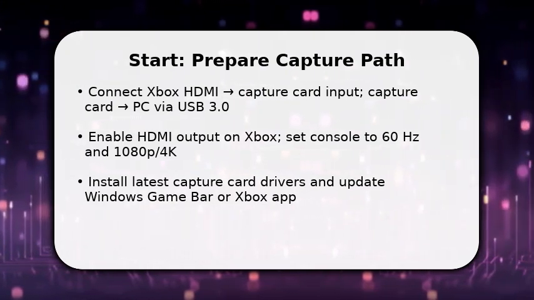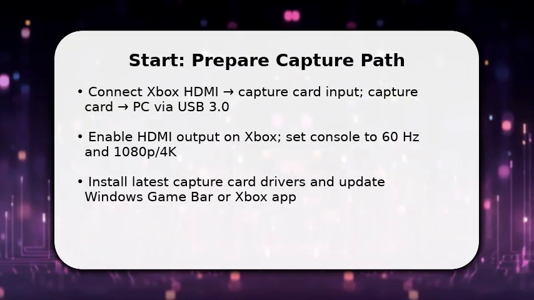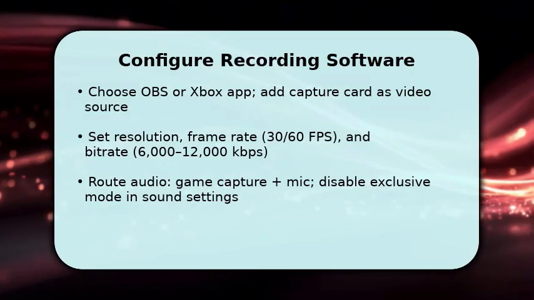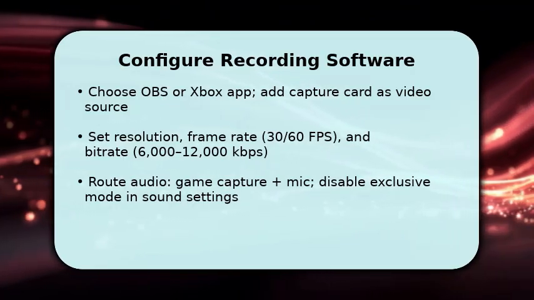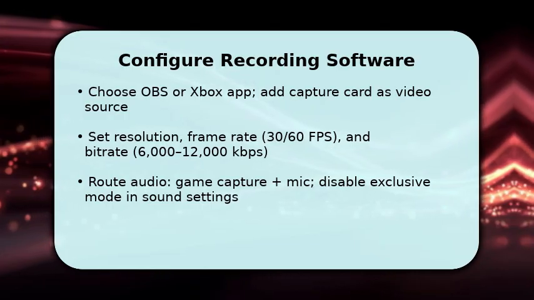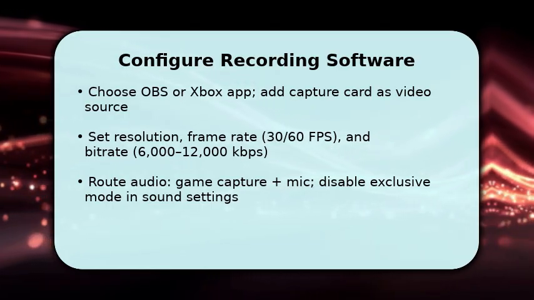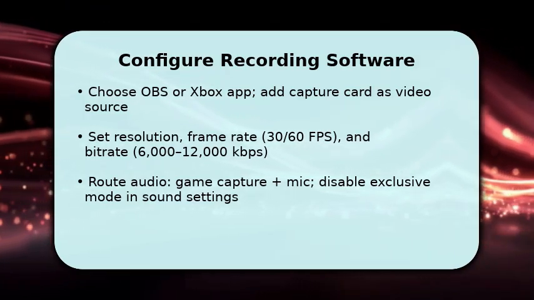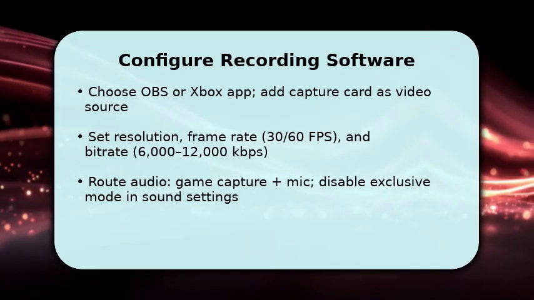Now configure your recording software. Add the capture card as a video source in OBS or select it inside the Xbox app. Then set the resolution and frame rate, 30 or 60 frames per second depending on performance, and pick a bitrate in the 6,000 to 12,000 kbps range for quality without choking your USB bus.